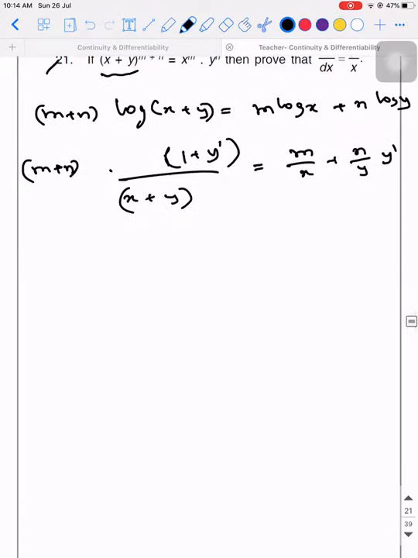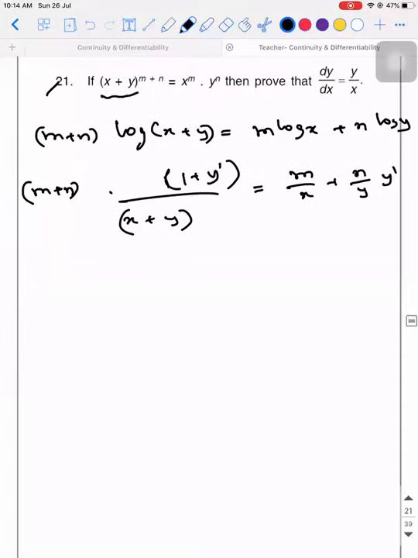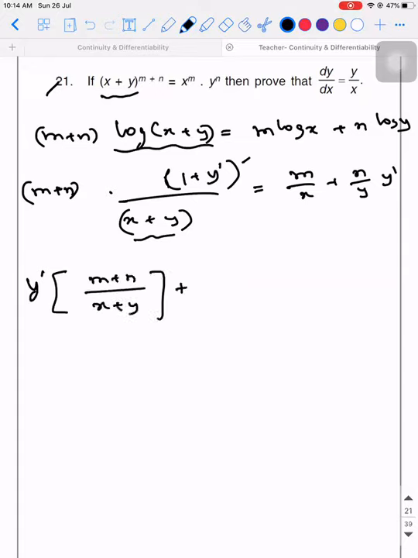Did you understand what I did? Yes, sir. Now you can collect all the y dash terms and then proceed. How did that 1 plus y dash come, sir? Which one? This one, chain rule. Derivative of log of (x plus y) is 1 by (x plus y) into the derivative of (x plus y), which is 1 plus y dash. So y dash into (m plus n) divided by (x plus y) plus (m plus n) divided by (x plus y) is equal to y dash into (n by y plus m by x).